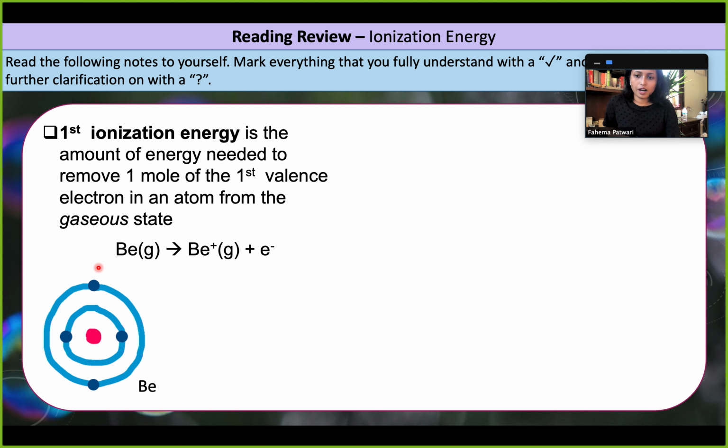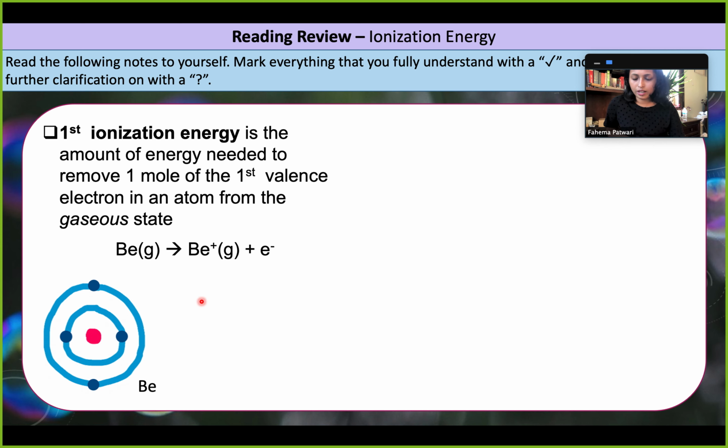So here, in this equation, we have beryllium in its gas form, right? And then it's ionized. It becomes a positive ion of beryllium because it's lost an electron. So how much energy was required to take this electron away from beryllium? That's its first ionization energy. As a reminder, valence electrons are electrons on the outer energy level. So this atom has 2 valence electrons because the second energy level, the valence shell, has 2 electrons.